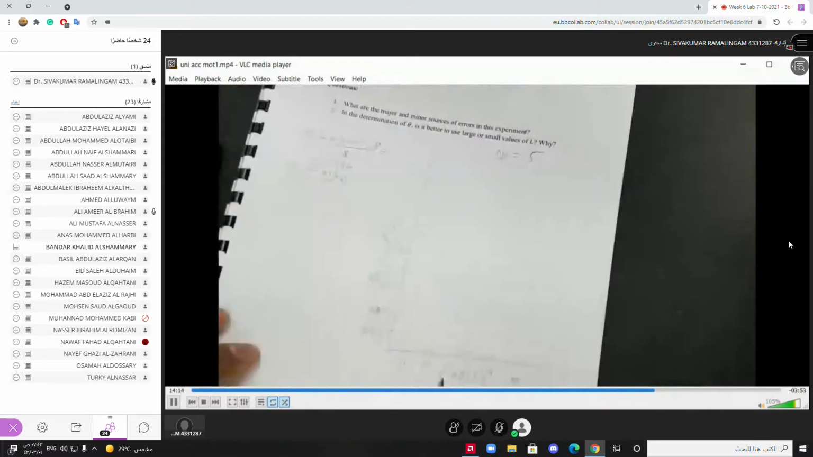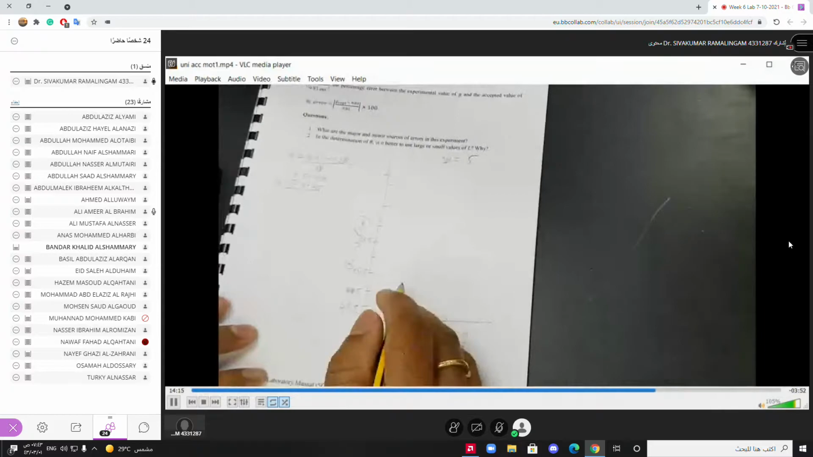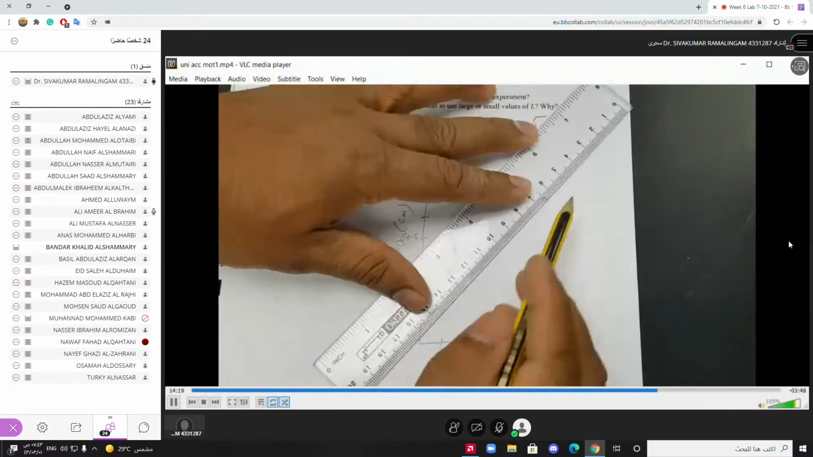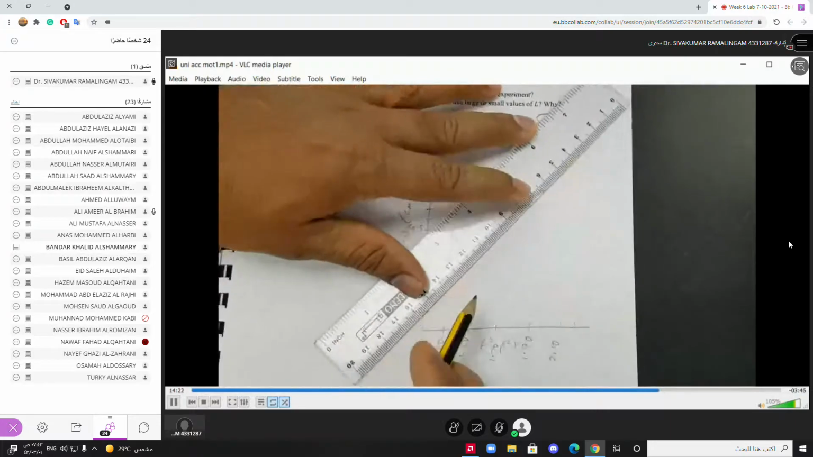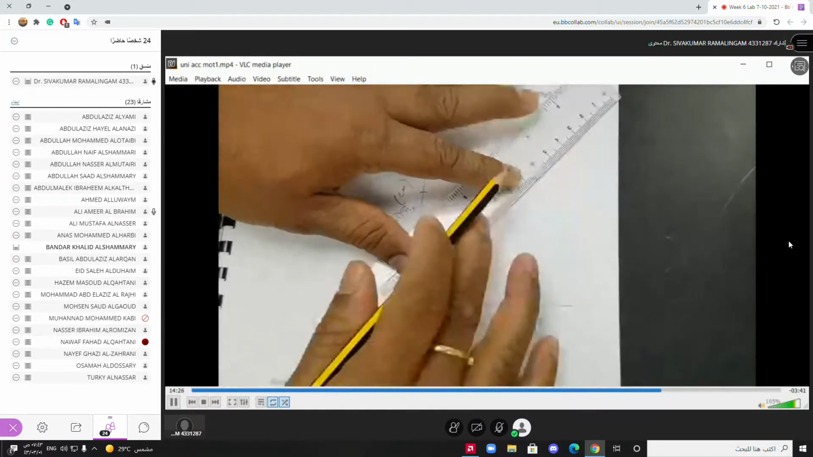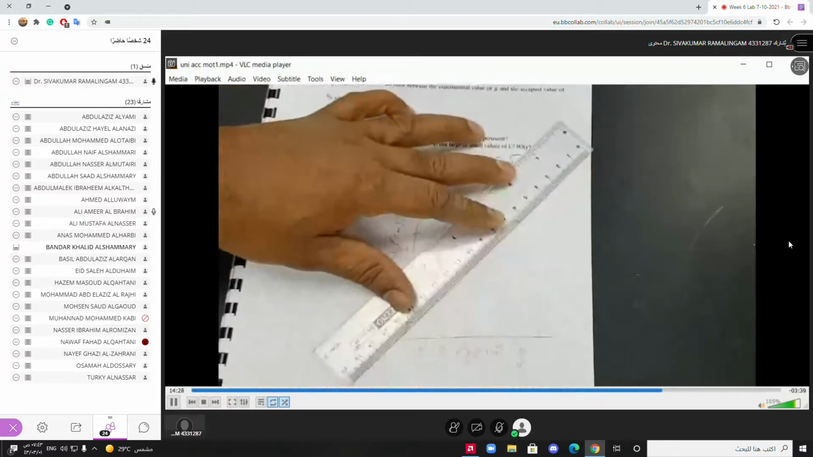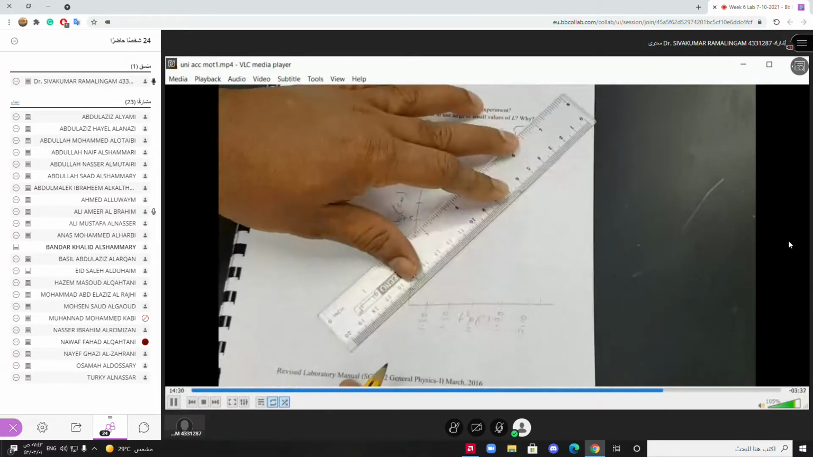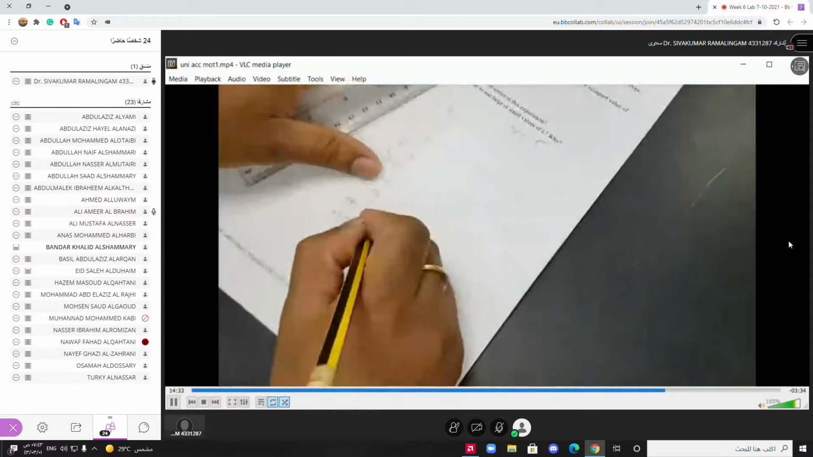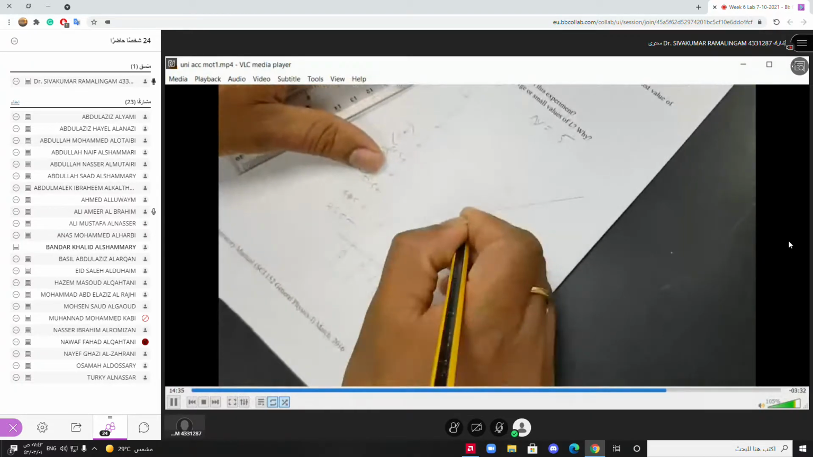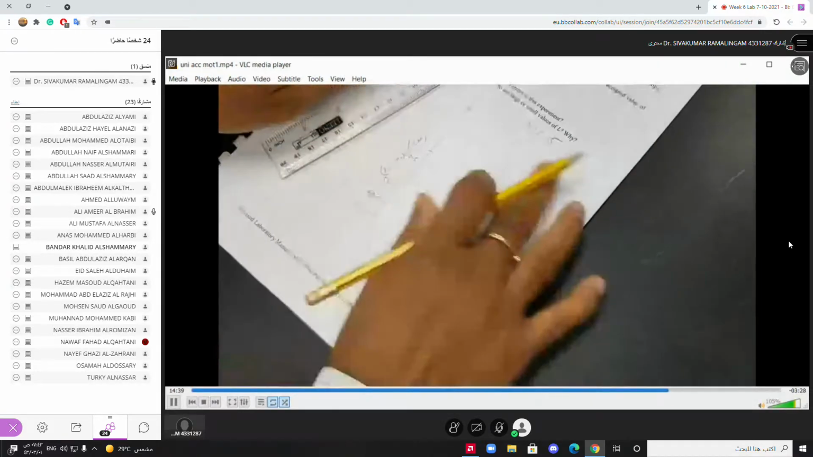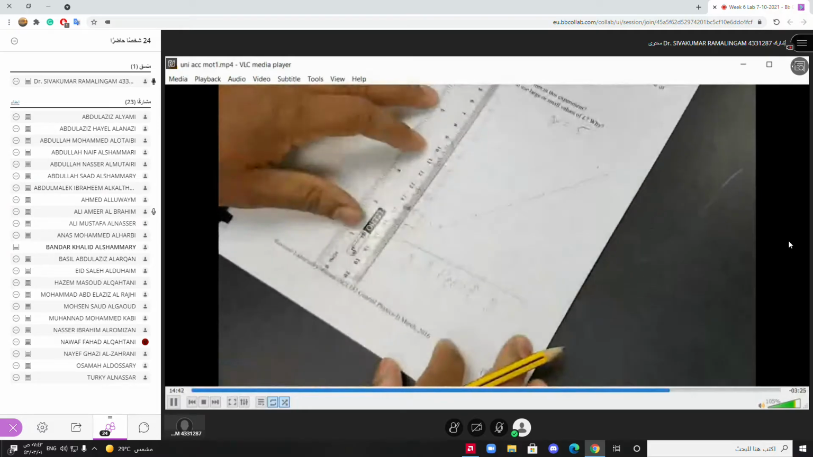Then you can plot all the points. You have to take the ruler, adjust the point. The majority of the points should be touching. The ruler should touch the majority of the points. You can connect the points and get the line. Suppose a few points are not on the line, let us not worry about that. The majority of the points I have to take.